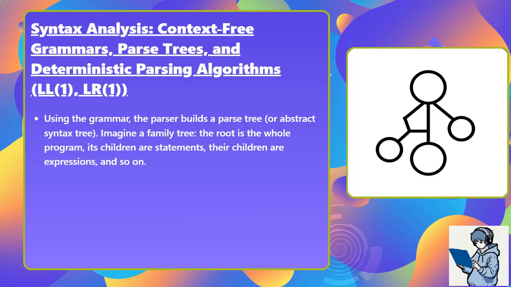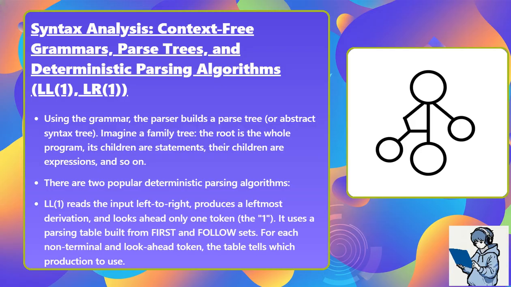Imagine a family tree. The root is the whole program, its children are statements, their children are expressions, and so on. There are two popular deterministic parsing algorithms. LL1 reads the input left to right, produces a leftmost derivation, and looks ahead only one token, the one. It uses a parsing table built from first and follow sets. For each non-terminal and look-ahead token, the table tells which production to use.